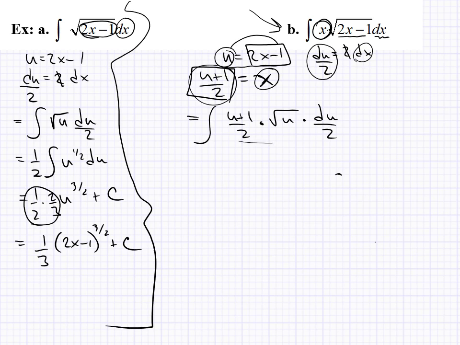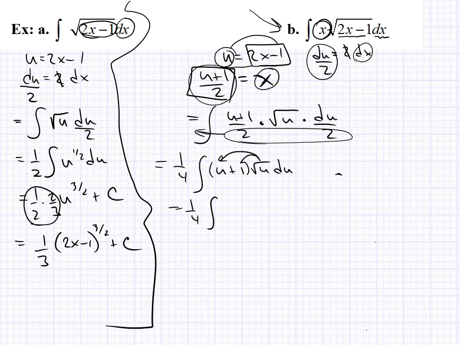Since these are all multiplied together, the denominators will multiply and come all the way out to the front, which will give me a 1/4. I have a u plus 1 times square root of u du. Then in order to get this done, I'm going to distribute that in here. So that's going to give me 1/4 the integral of u to the first times u to the 1/2, because this is u to the 1/2, will give me u to the 3/2, plus u to the 1/2 when this distributes into there, it's just times 1 du.